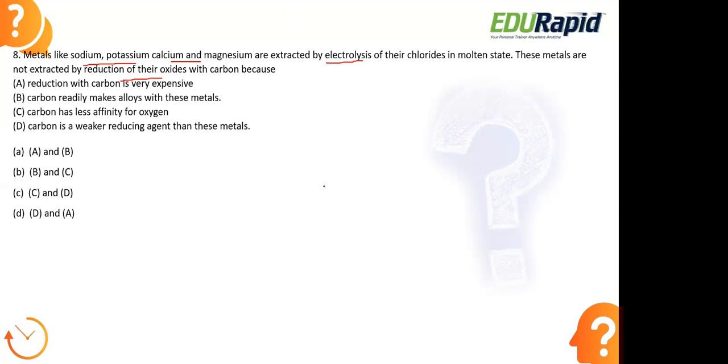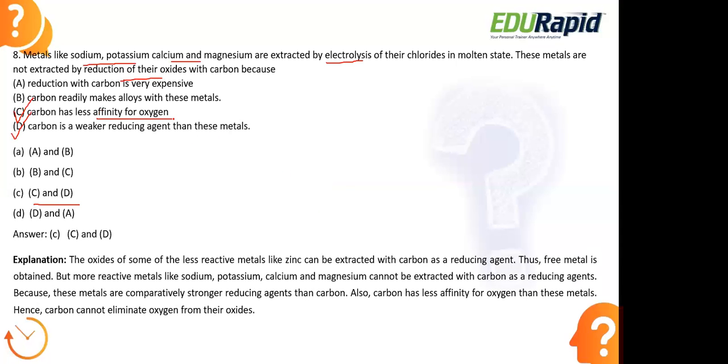Okay, now let us look at the right answer here. The right answer is option C, C and D. So these two are the right statements according to what they have given us here, right? It's all because carbon has less affinity for oxygen. Yes, carbon does not readily react with oxygen. There is less affinity between carbon and oxygen. These two are non-metals and the affinity between them is less because both of them are electronegative elements, right? So that is the reason for this less affinity towards each other.